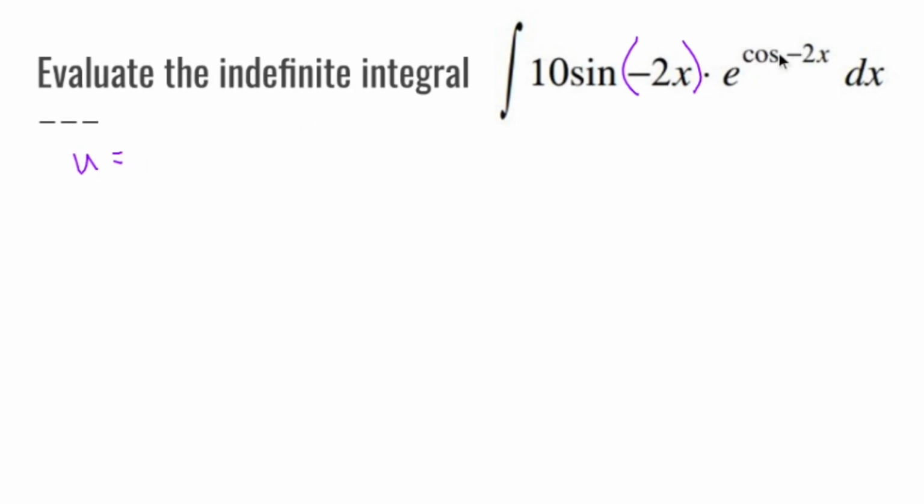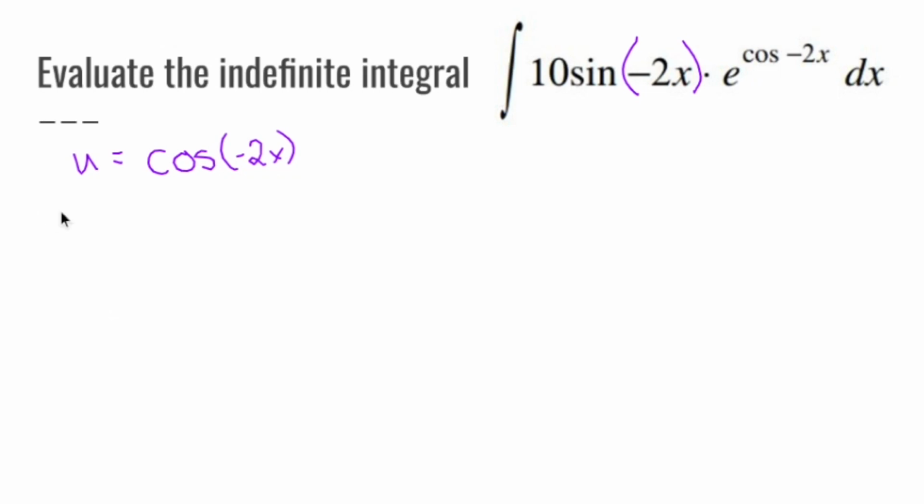Now, what I'm going to do is I'm going to let U equal cos of negative 2x. I almost said cos minus 2x. It's cos of negative 2x. Because if I take the derivative of cos, I will get something like sine, which is what I have there. Things will cancel out. U substitution, that's what you do.